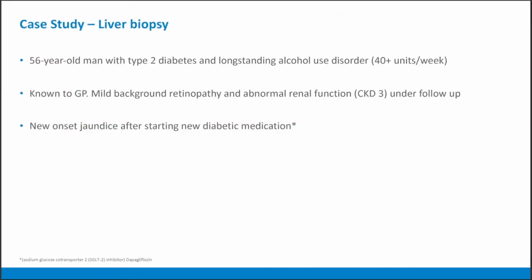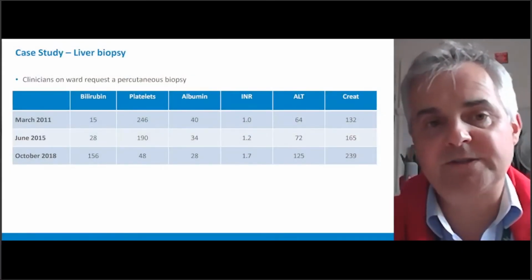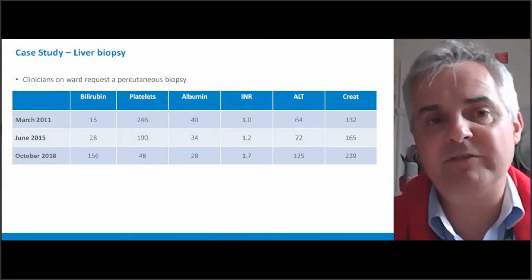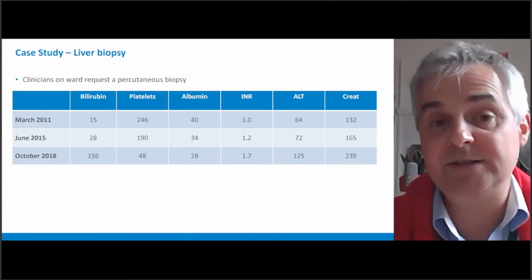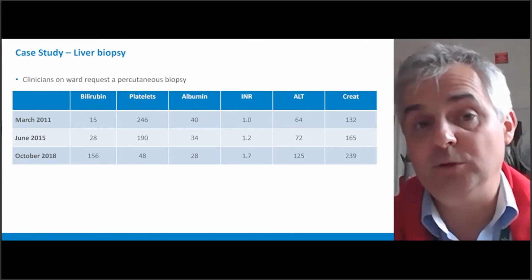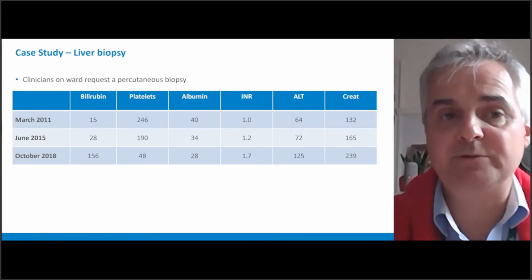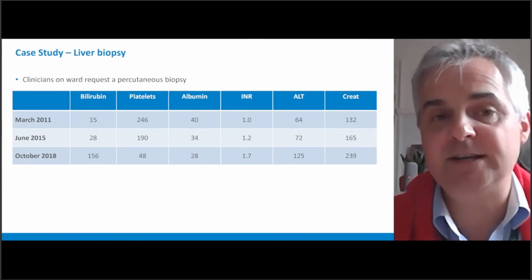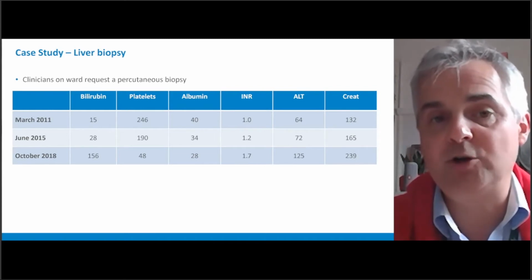He was sent back to me because he developed jaundice, and the GP was anxious because the jaundice had started after he prescribed a new medicine. It's not normally a medicine that I would expect to cause jaundice, but you might look at the slide that's appeared on the screen now, and you can see that when we first met this man in 2011, his bilirubin was normal. But by the time he was referred back to me in October 2018, his bilirubin had gone up quite markedly.